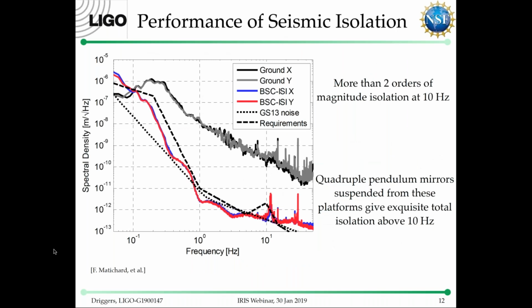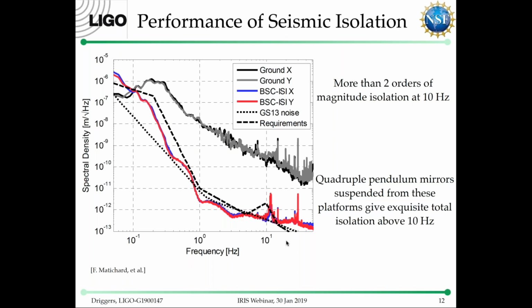This is a plot of just the performance of our seismic isolation tables. You can see in the dashed line the requirements that we believe LIGO needs for our tables. And then also plotted just for reference in smaller dots is the noise limit of a GS13 as an example geophone.